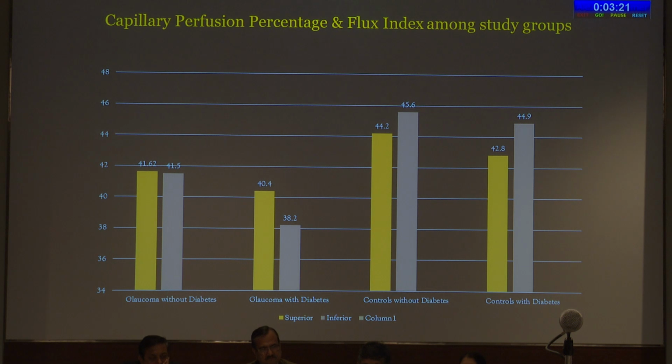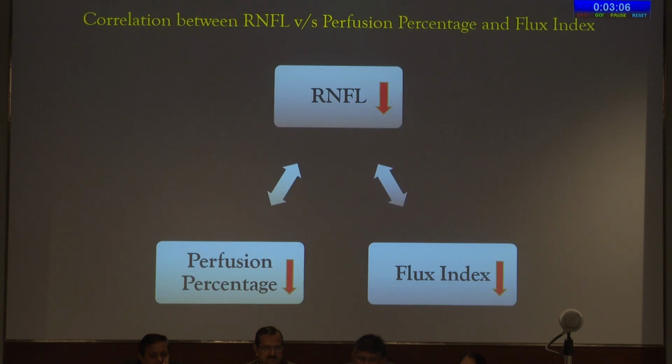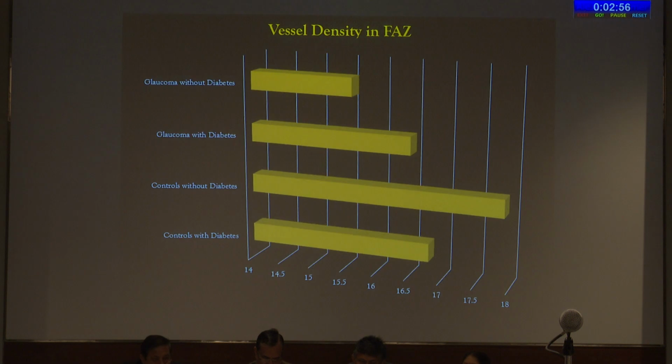The results showed capillary perfusion percentage and flux index among study groups was reduced in glaucoma with and without diabetes groups as compared to the controls with and without diabetes group. It was maximally reduced in the glaucoma with diabetes group. As the RNFL decreased, the perfusion percentage and the flux index also decreased in cases, glaucoma with and without diabetes group. The vessel density in the foveal avascular zone was maximally reduced in the glaucoma with and without diabetes groups as compared to the control groups.